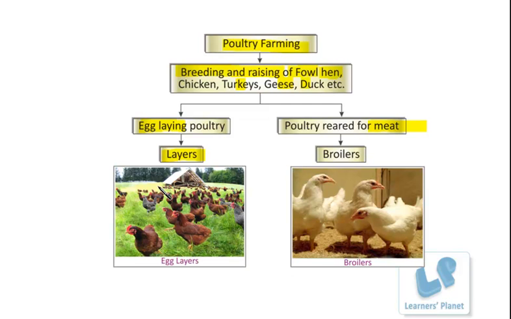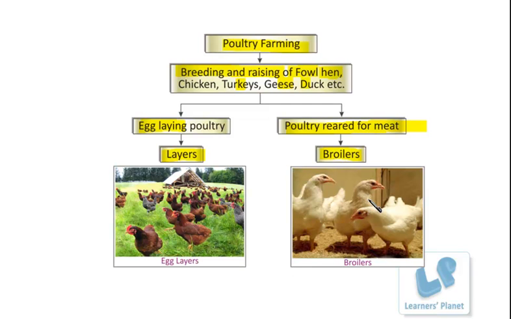Whereas on the other hand, the poultry birds which are reared for the purpose of meat are known as the broilers. So broilers are comparatively younger, they have low ages, and I can say they are the chickens basically, which, when they reach a particular age, are sent to the market for sale. So there is the basic difference between the two.